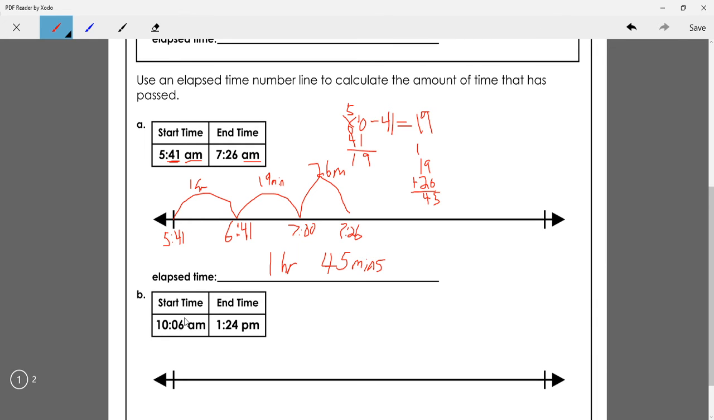Okay, now let's go to this next one. 10:06 a.m. to 1:24 p.m. So this is exactly what I was talking about. You always have to be careful, okay? You always have to make sure you're looking at a.m. and p.m. So let's go. We are at 10:06. And we're just going to skip hours until we can't skip anymore, right? So then we go 11:06.